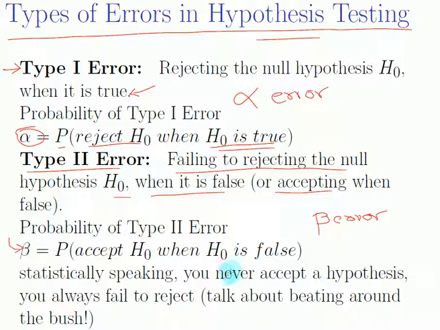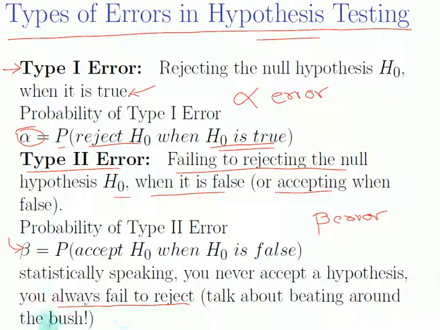Statistically speaking, you really never accept a hypothesis. You always fail to reject the hypothesis. Now, that's really called beating around the bush. Okay, because in statistics, you never say that I'm accepting this hypothesis. You just say that we do not have enough evidence to reject this hypothesis. That is how it is stated.